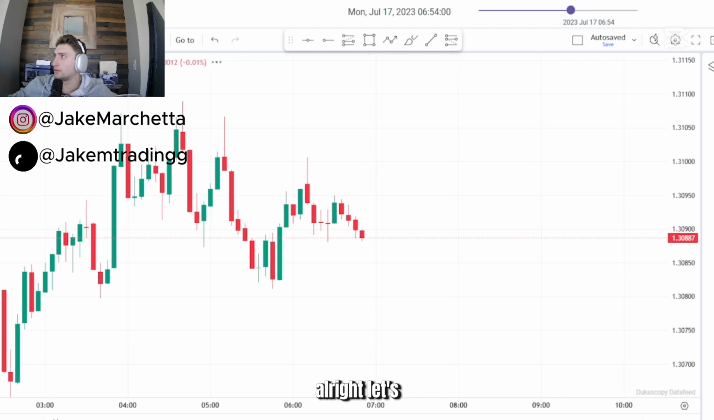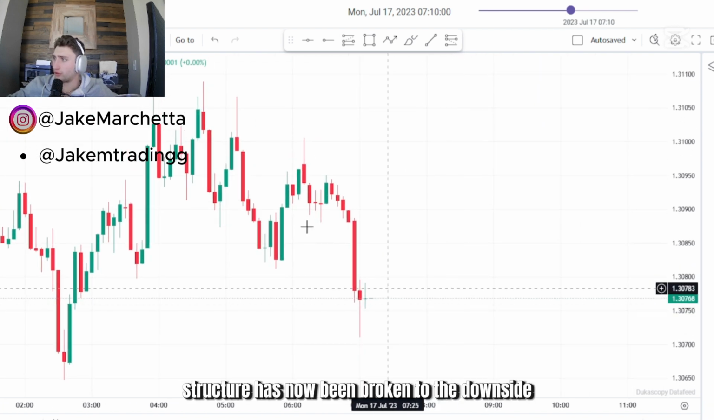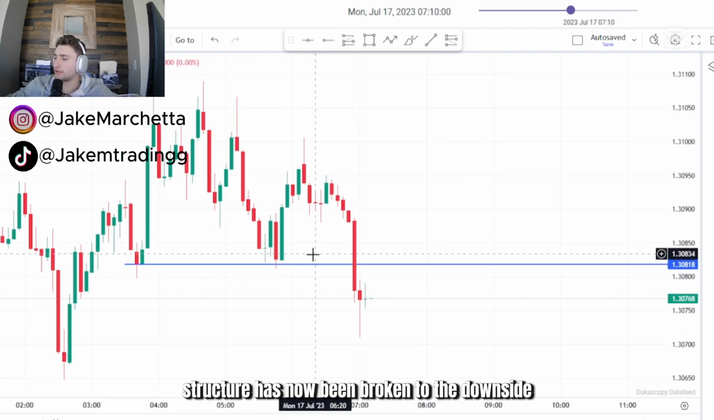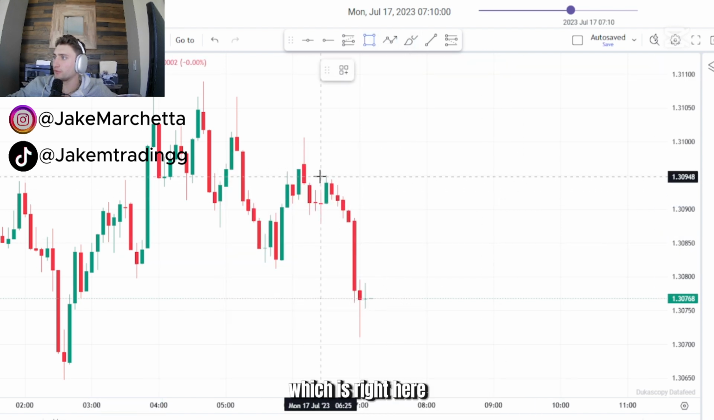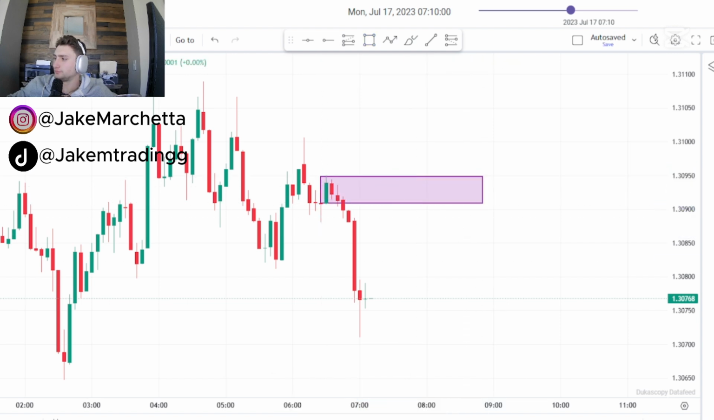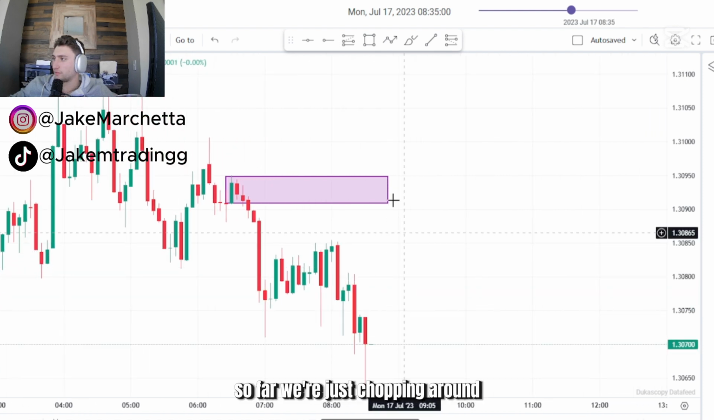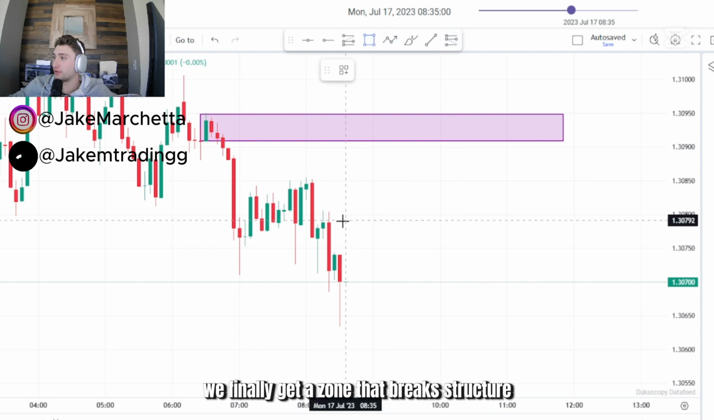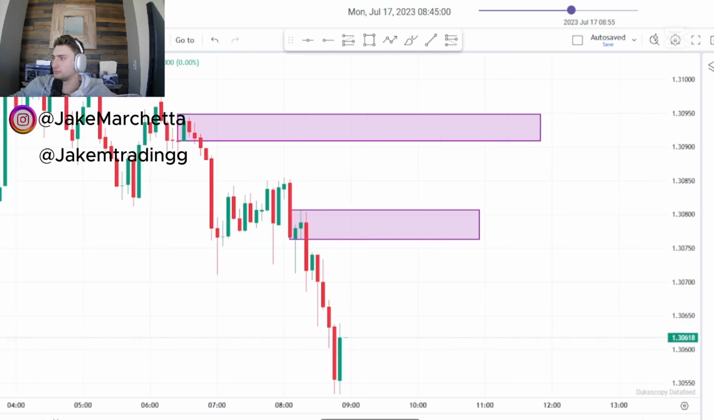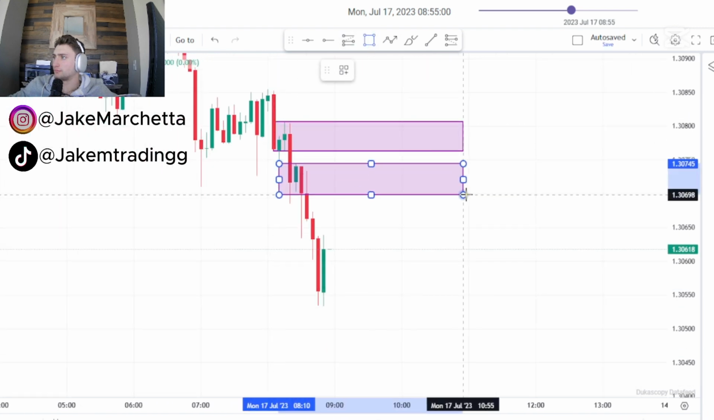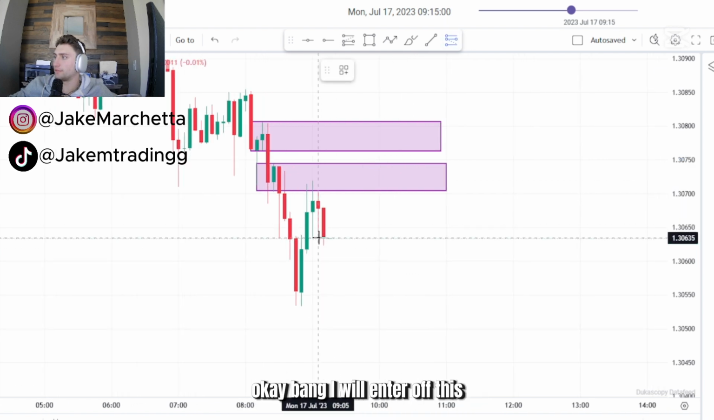All right, okay, perfect. Structure has now been broken to the downside. What we'll be looking for is the area of supply that broke that structure, which is right here. So far, we're just chopping around. We finally get a zone that breaks structure. Another zone that breaks structure. Okay. Bang. I will enter off this.